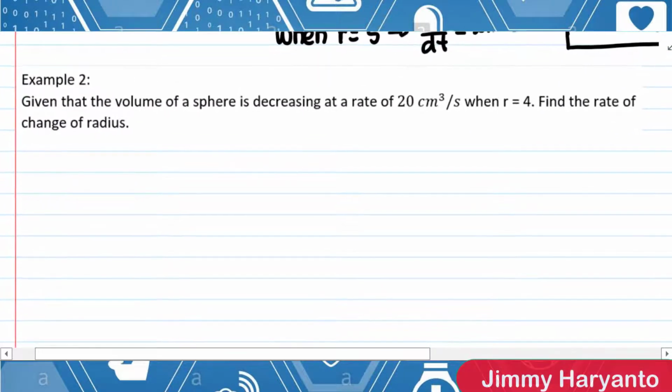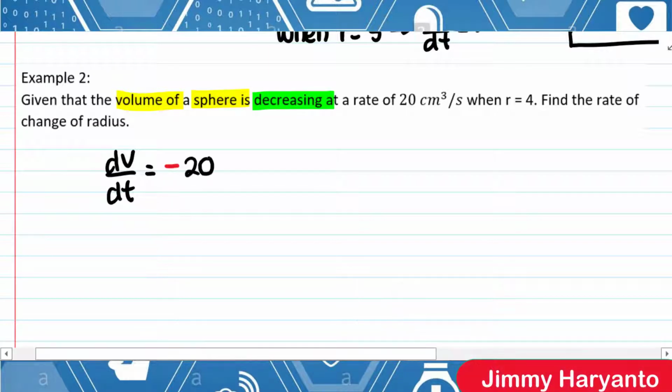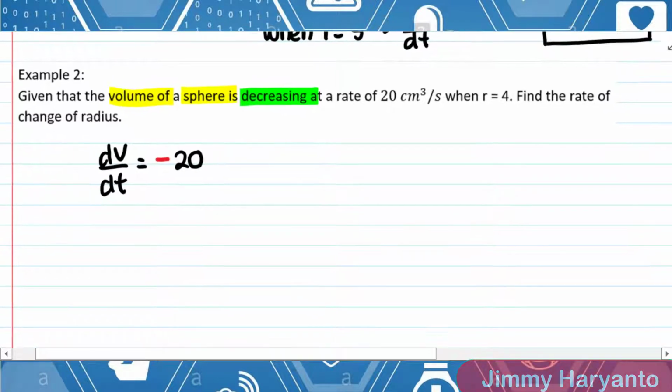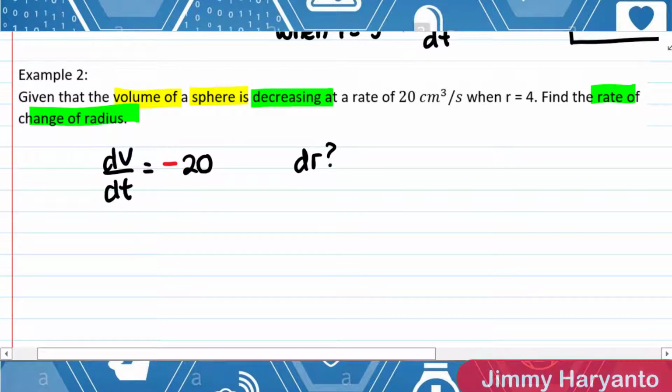Given that the volume of a sphere is decreasing, that means dv over dt is decreasing. Now it's decreasing, so we have to put negative to the 20 centimeter cube per second. Okay, and then find the rate of change of radius, dr over dt, when r equals to 4.